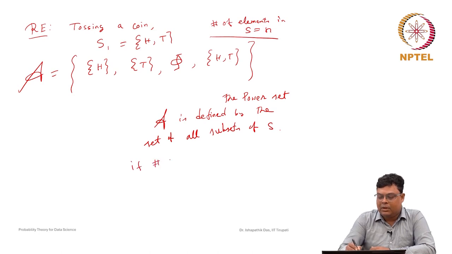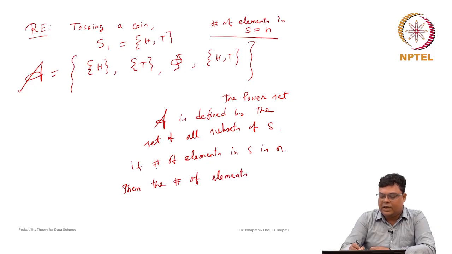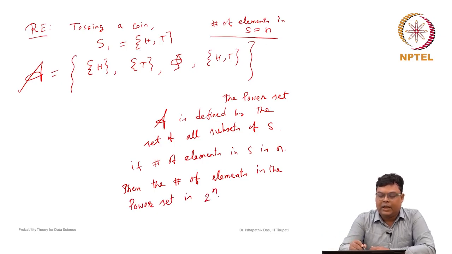If the number of elements in S is n, then the number of elements in the power set is 2 to the power n. Here S1 contains only 2 elements, so the power set contains all the subsets of S: 1, 2, 3, 4, that is, 2 squared, 4 elements. So this is the relationship between the power set and a finite set.